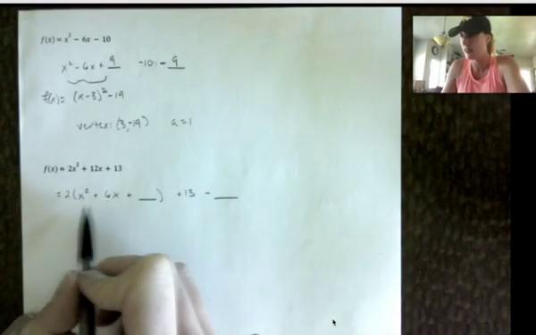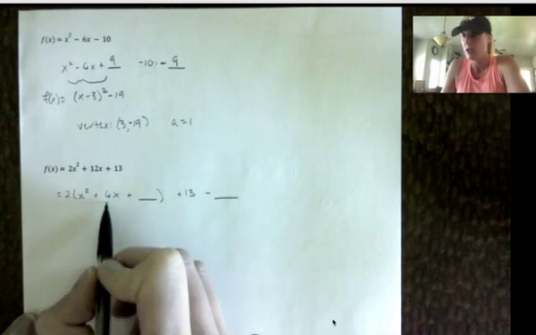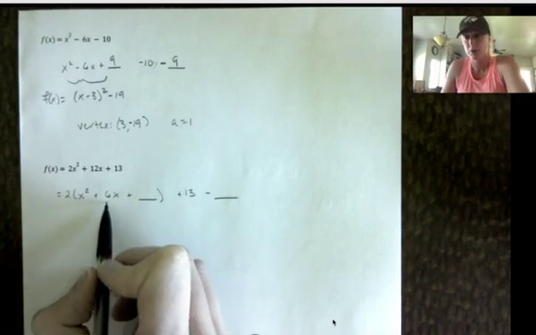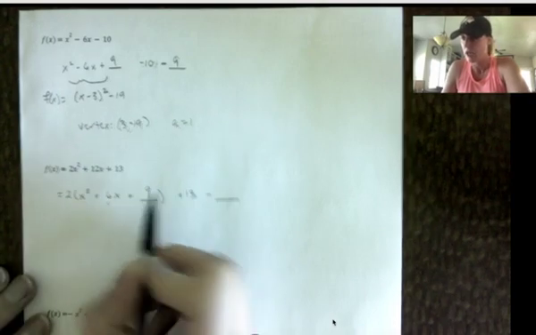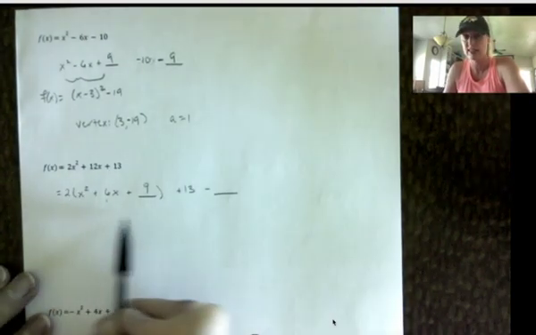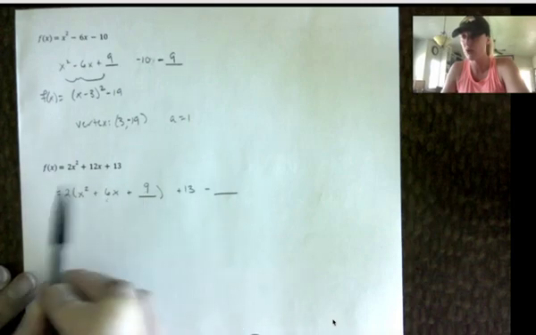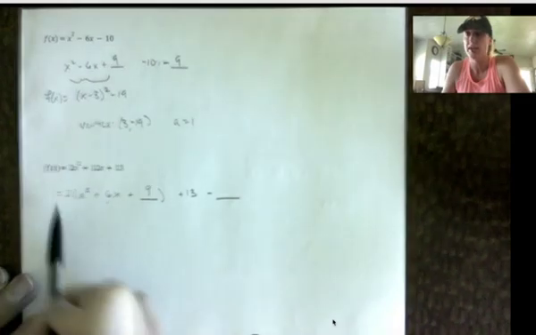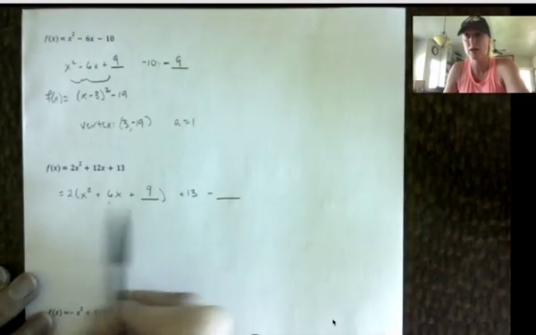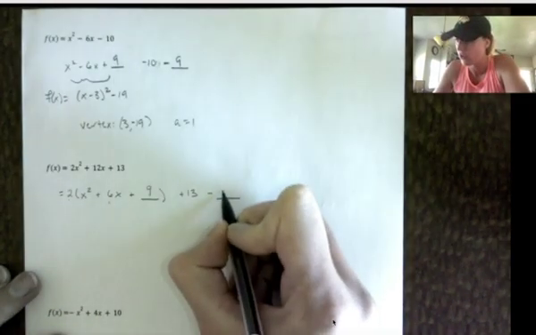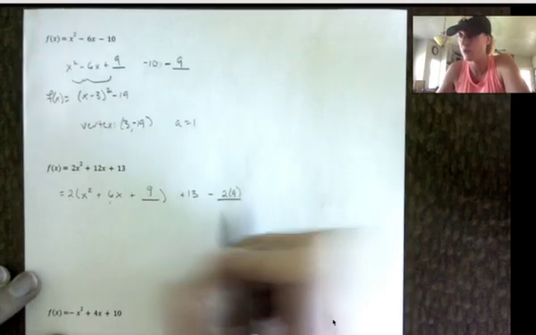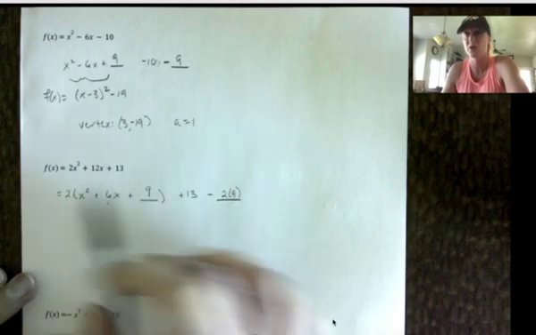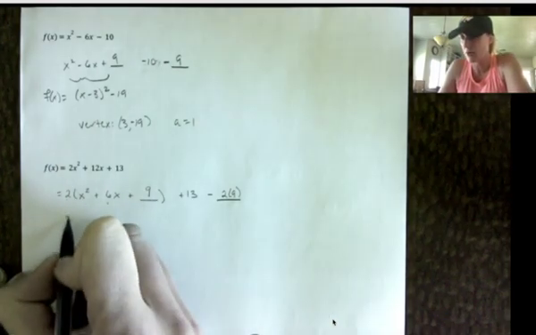So I'm looking at this interior quadratic. Okay, so I'm trying to make a perfect square trinomial. So 6 divided by 2 is 3, squared is 9. Now because the 9 is in this set of parentheses, this 9 is really being multiplied by 2. So really what I've just changed this whole equation by is 2 times 9, which is 18. So I need to do that here as well. Okay, so I didn't just add 9, I added 2 times 9. Okay, so now what happens?